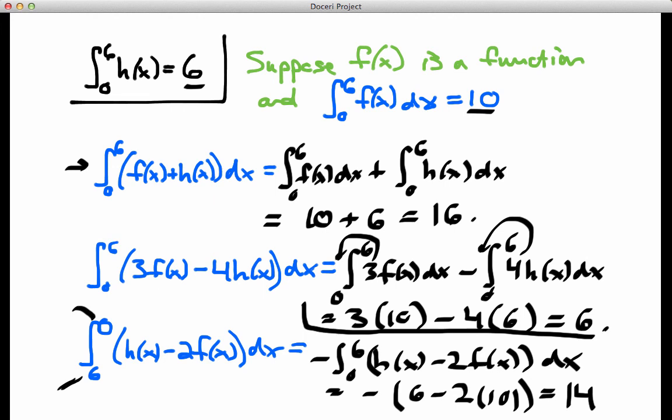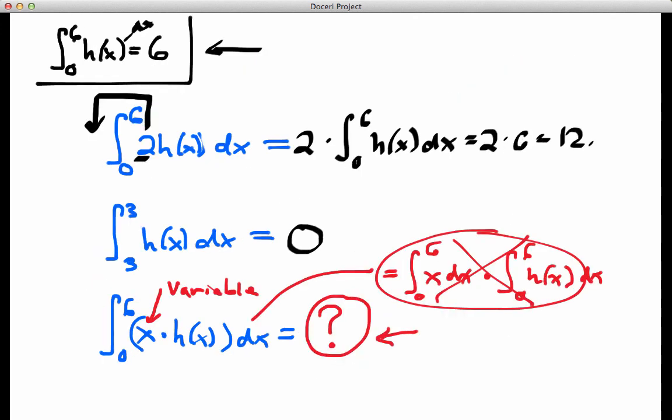So there are some examples of how, if you know the value of certain definite integrals, you can compute the value of related definite integrals in some cases, but not all cases, as we remember, using the rules that are developed in the section.